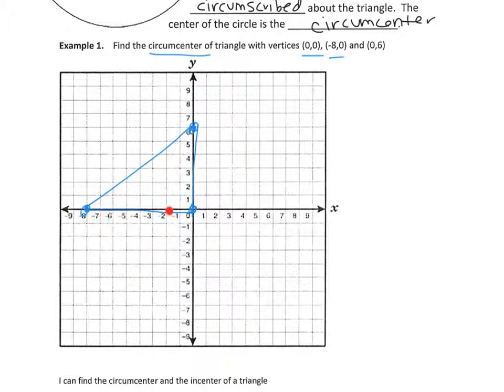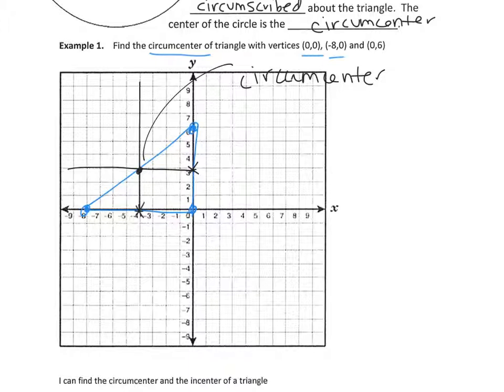So if this distance is 8, the bisecting is going to be right here. If this distance is 6, bisecting is going to be at 3. So if I make it perpendicular and perpendicular, they're going to cross right here. This right here is the circumcenter. So this is going to be the center of my circle.